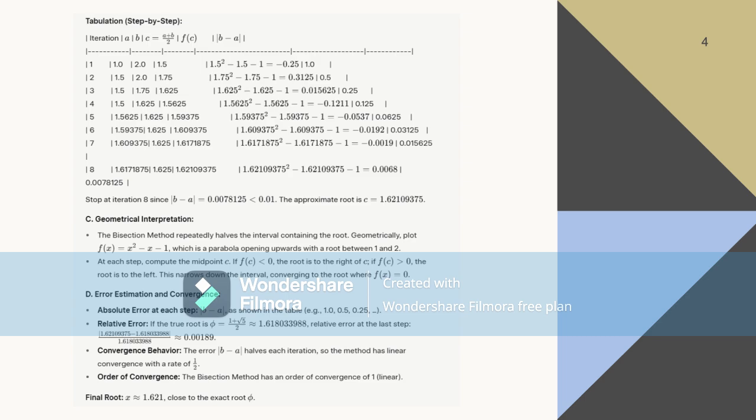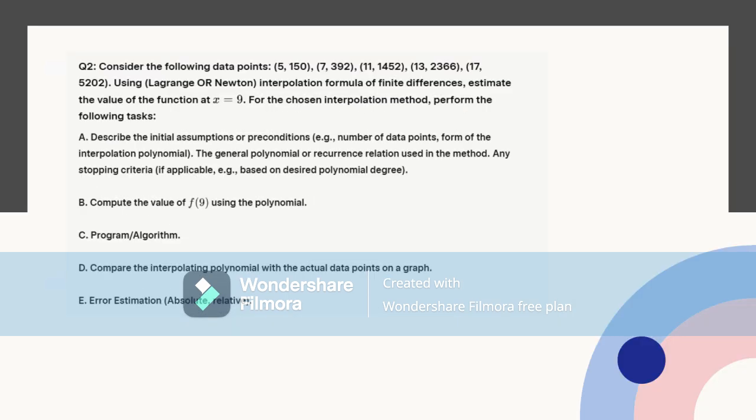Now, question number 2. Consider the following data points: 5, 150, 7, 392, and so on. Using Lagrange or Newton interpolation formula of finite differences, estimate the value of function at x is equal to 9. For the chosen interpolation method, perform the following tasks. A: Describe the initial assumptions or preconditions. Example: number of data points, form of the interpolation polynomial.